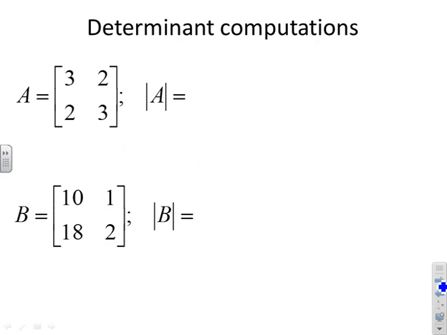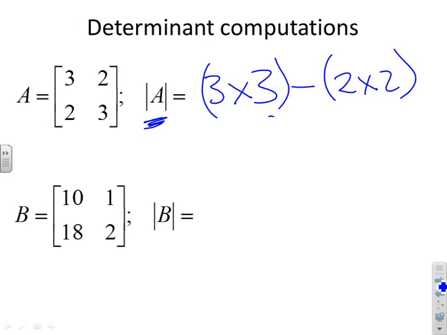Here's some examples then. So you see A is 3, 2, 2, 3, and I've used my notation here, and that basically says find the determinant of A. So the answer is going to be the product of the diagonals, 3 times 3, minus the product of the off diagonals, 2 times 2. So here it's going to be 9 minus 4, which is just 5.